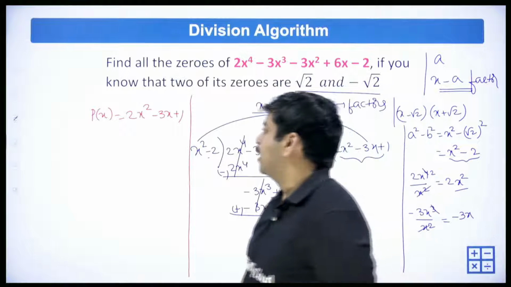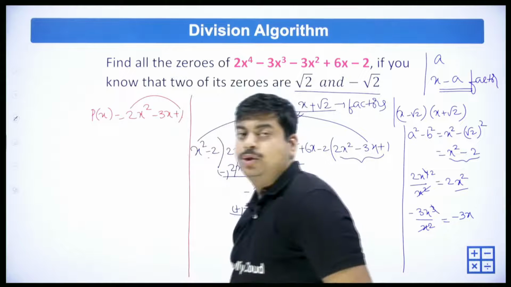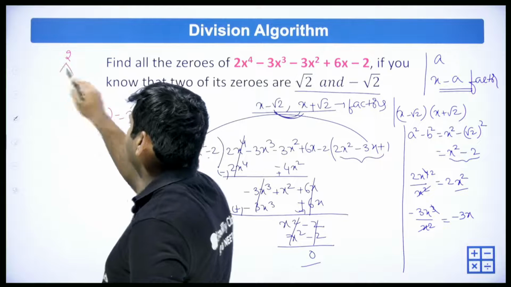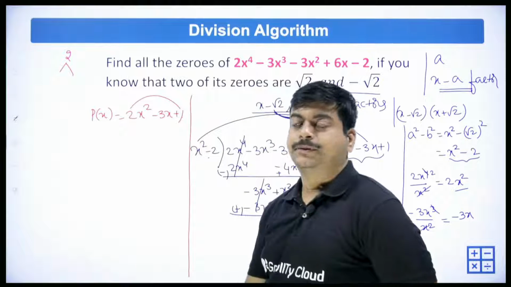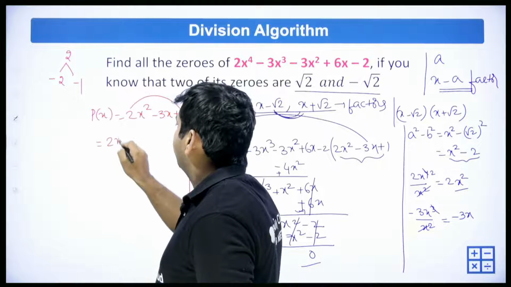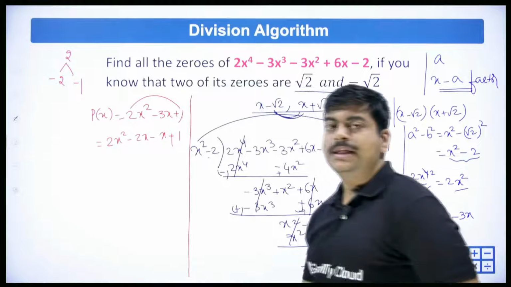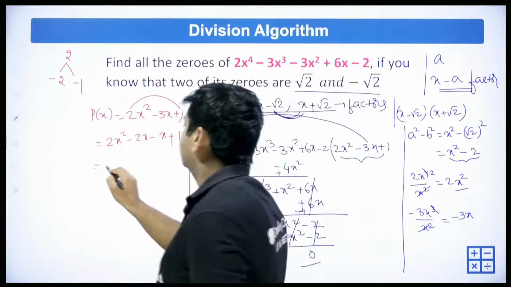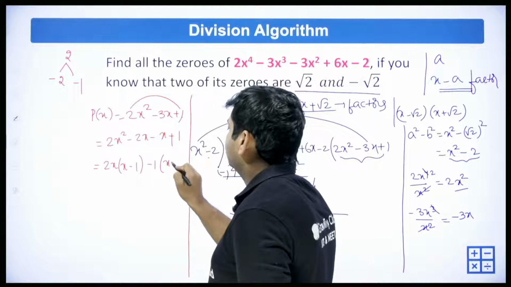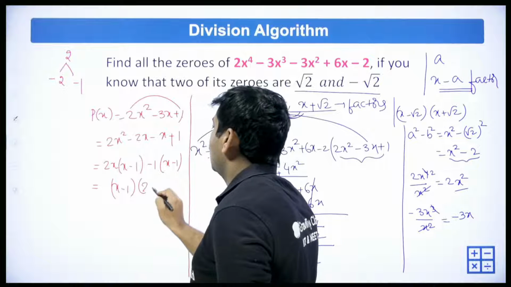Okay, so let me try. 2 into 1, you need to find the product, and for that you need to write the factors such that the sum is minus 3. So we can write minus 2 and minus 1. So 2x square minus 2x minus x plus 1. What can we take common? We can take 2x common, you will get x minus 1. Minus 1 common, again we will get x minus 1. So you will get x minus 1 into 2x minus 1 as the factors.